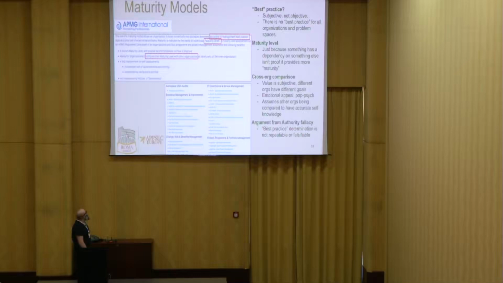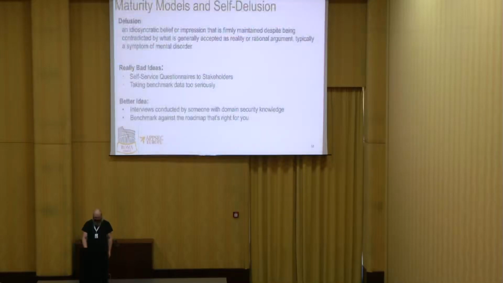And to compare your maturity level with other organizations becomes tough, because we're assuming that the other organizations actually have good self-knowledge and are reporting accurate information, which is not something that we can actually go back and verify. So we're comparing ourselves against information that may or may not be useful and may or may not apply to ourselves. A lot of self-delusion becomes possible. Like, there's the idea of having self-service questionnaires to get information, and the person who's getting the questionnaire probably doesn't have sufficient domain knowledge to do a good job at it.